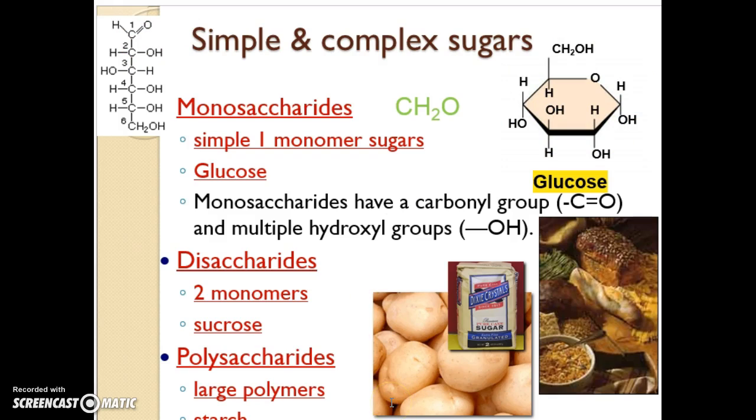But before we look at that, let's talk about disaccharides. Disaccharides are when we have 2 monomers of sugar. For example, glucose and glucose, or glucose and fructose. These will make up a disaccharide. And then a polysaccharide is when we have more than 2 monomers of sugar attached together.